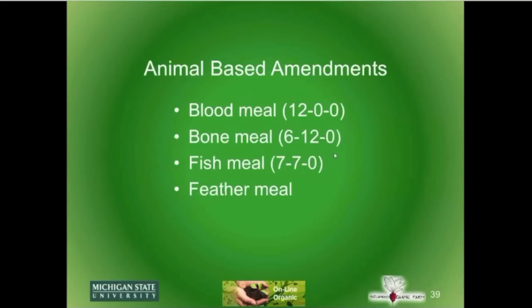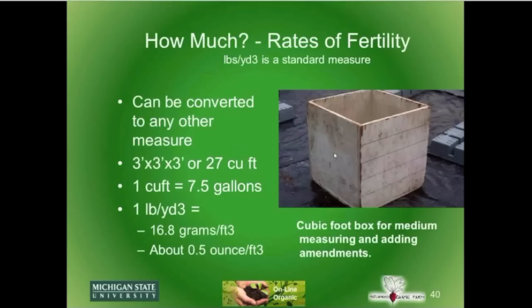You can also use some plant-based media, such as alfalfa meal, which is probably one of the most common, and I'm going to show you some experiments that we did with that. And then there's also animal-based amendments, such as blood meal and bone meal, that have been used for a long time as a source of organic nutrients.